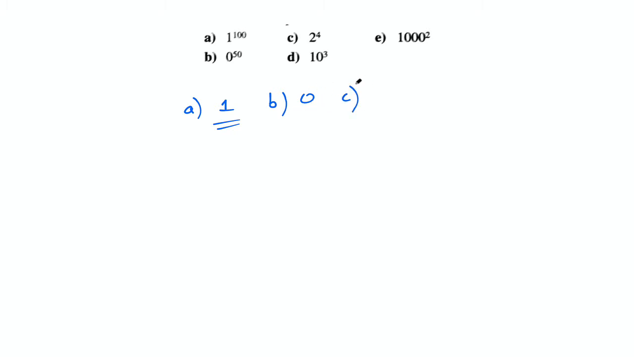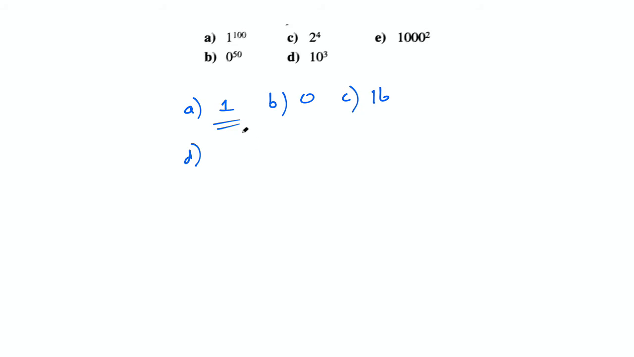As for C, 2 to the power of 4 is the same thing as multiplying 2 four times. But we know that 2 times 2 is 4, right? And then 2 times 2 is 4 again, so we just need to multiply 4 times 4, which gives us 16.